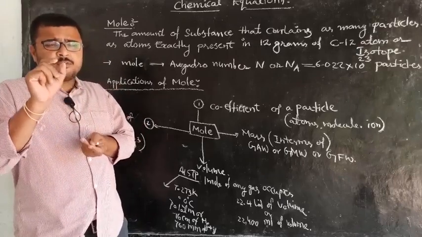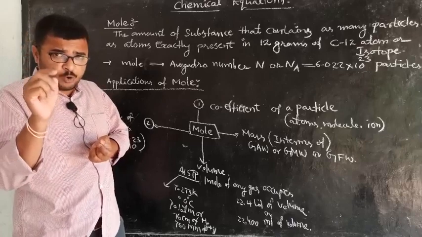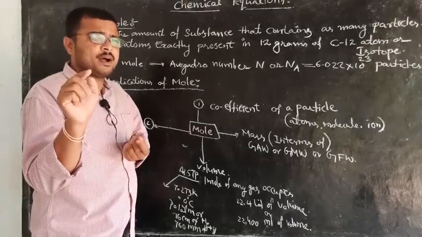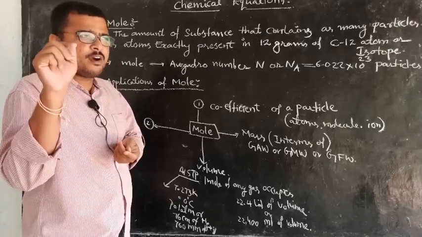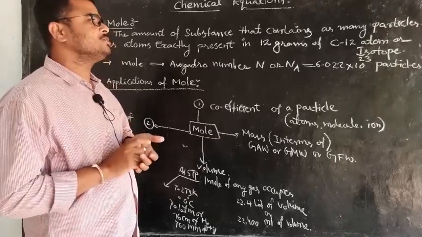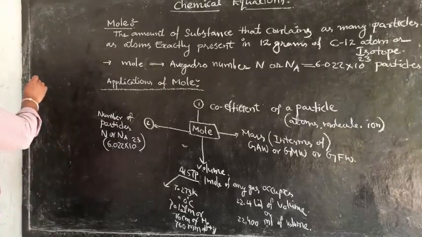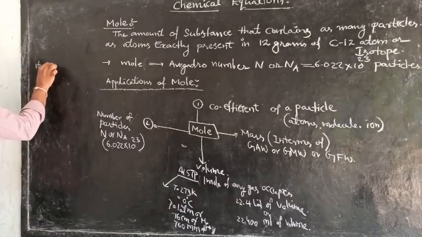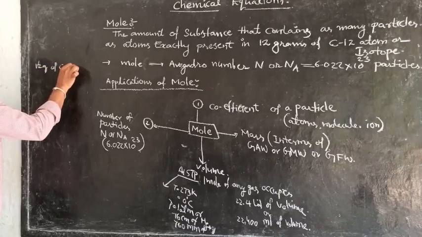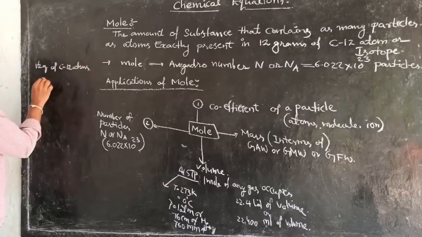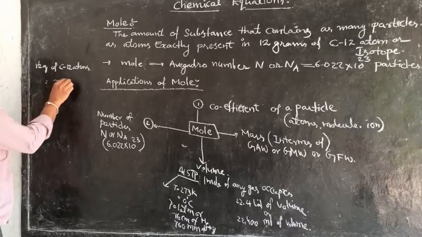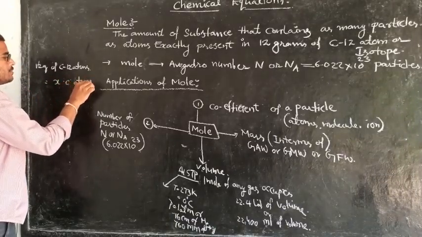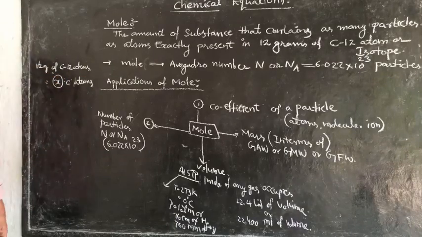the 12 grams of carbon 12 atom consists of how many particles? Here, particles means carbon atoms. How many carbon atoms? That must be equal to 1 mole. See here, for example, 12 grams of carbon 12 atom consists of X number of carbon 12 atoms. X number of carbon atoms. The X indicates the mole.